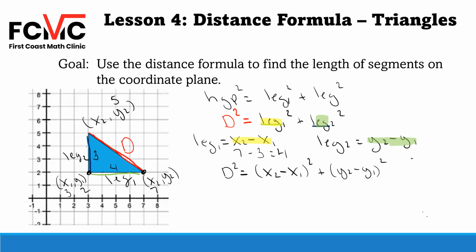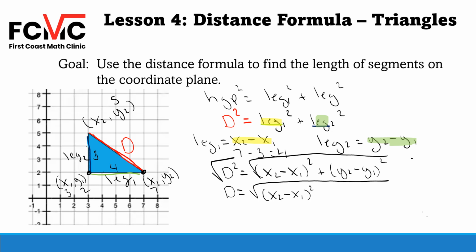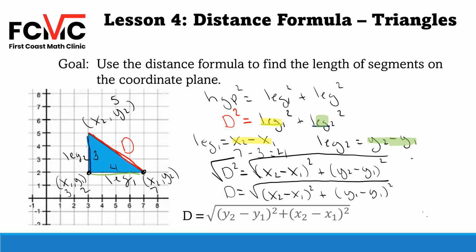We want to get d by itself. I'm squaring d. How do we undo squaring? We could take the square root, and square root of both sides. So that gives me my formula. It gets my d by itself. So we're going to get d, our distance, is equal to the square root of (x2 minus x1) squared plus (y2 minus y1) squared. So that gives us our distance formula.